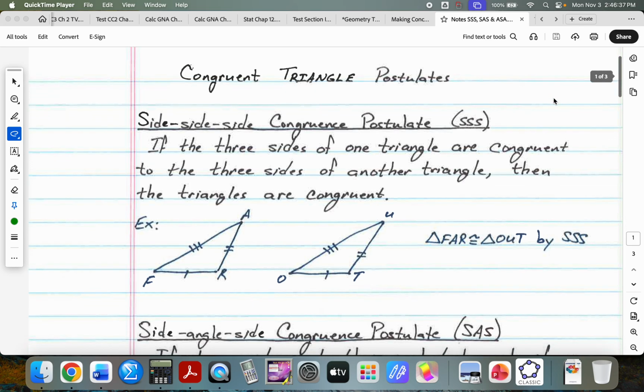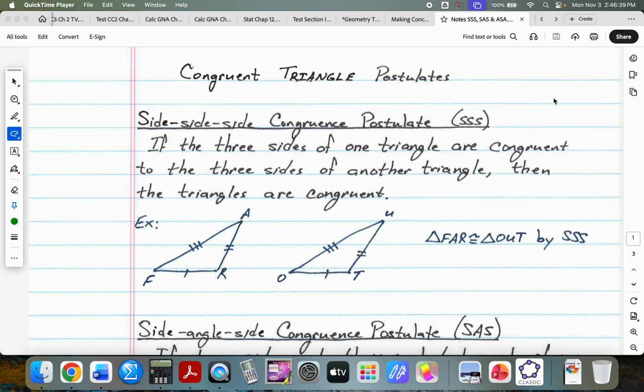Today we're going to look at congruent triangle postulates. These allow us to prove that triangles are congruent much faster than by definition. To use the definition, we have to prove 3 pairs of angles are congruent and 3 pairs of sides are congruent. For this, we need less.